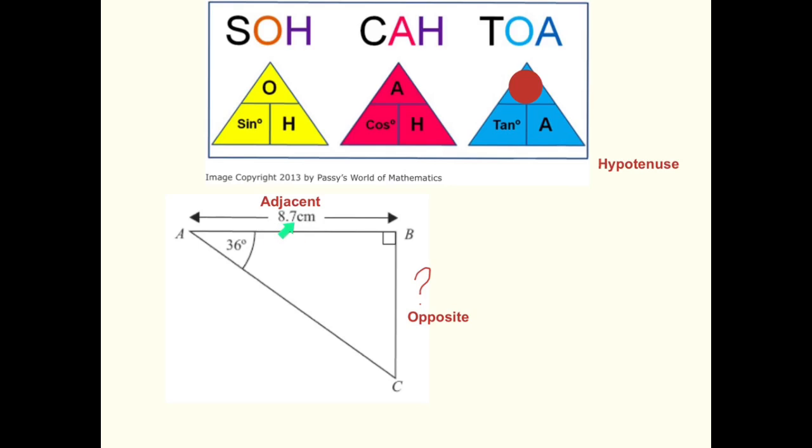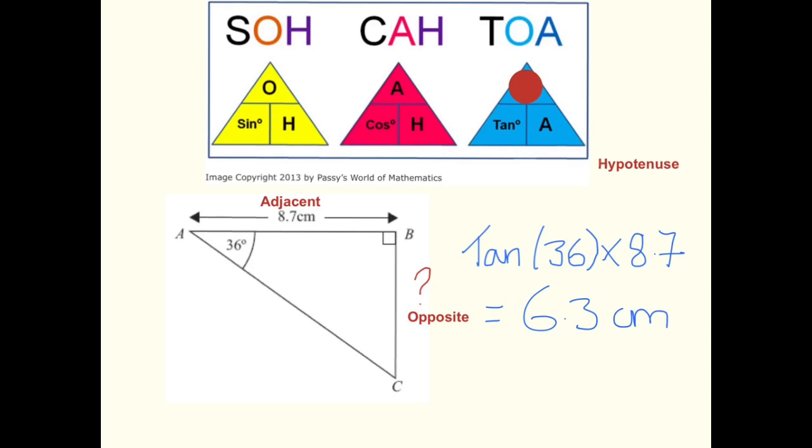The adjacent is 8.7. The angle is 36. So what I'm going to do is tan 36. Now if your calculator brings up a bracket to begin with, remember to close the bracket afterwards. Tan 36 times by 8.7, which is the adjacent. All right, 36 goes there, 8.7 goes there. If you type that into your calculator and press equals, you should get an answer of 6.3 centimetres.